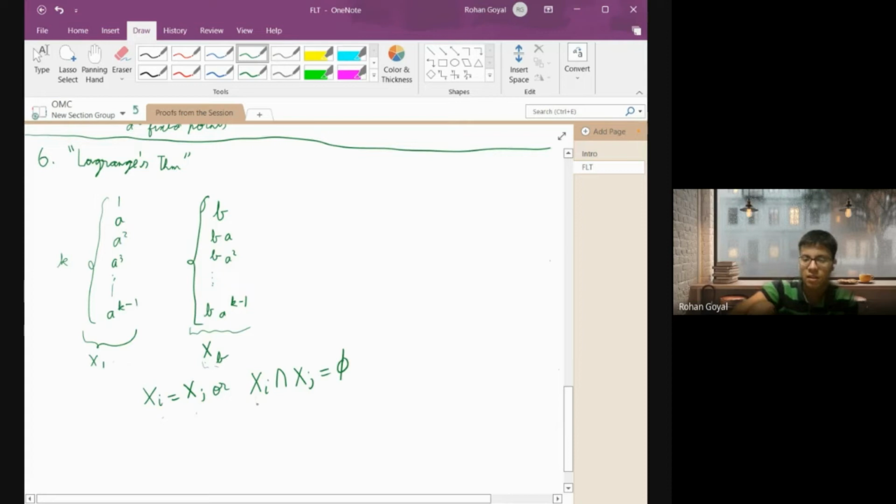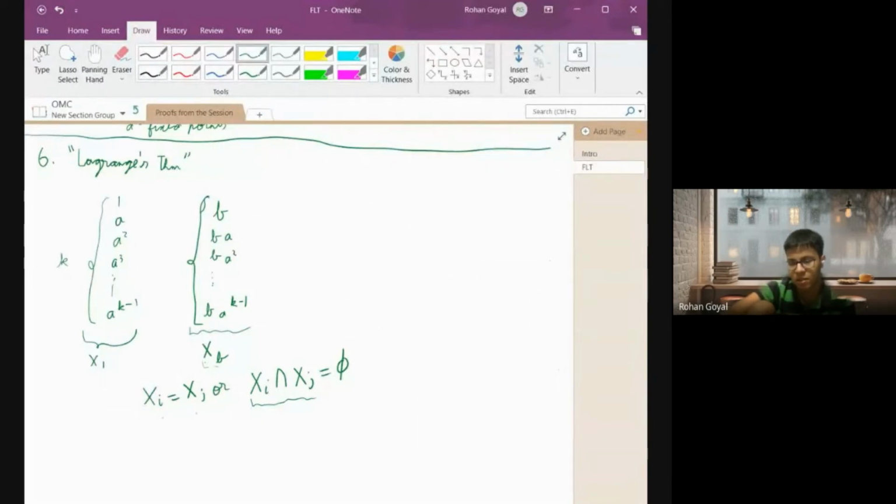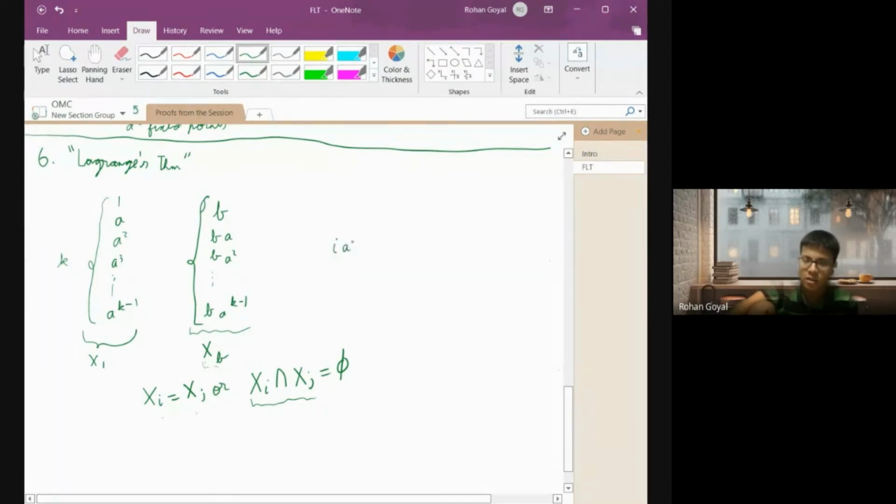So observe that we only need to show that if they share even one common element, then the entire set is the same, right? I don't need to show anything else. So if they share one element, what does that mean? i into a to the k1 is congruent to j into a to the k2 mod b. This is the common element they have.